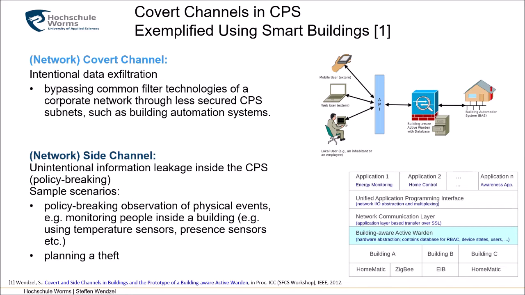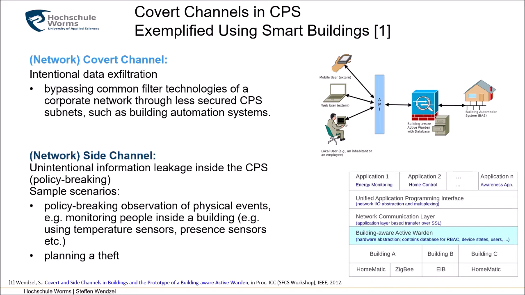For instance, if it's possible to observe physical events in a policy-breaking manner, for instance, if an employee monitors his boss, using temperature sensors or humidity sensors or presence sensors or actuator states, like if the light is turned on, things like that, then that would be a policy-breaking channel if the policy foresees that this is not allowed. Also, another scenario would be to plan some theft and study when someone is home, things like that.